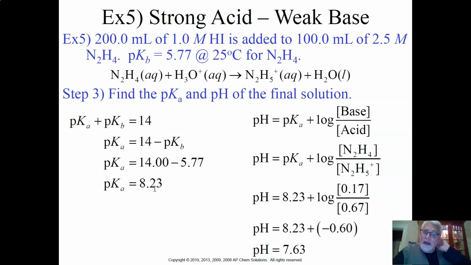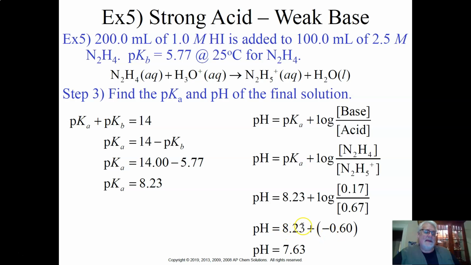And once you know that, then you can use our good friend, the Henderson-Hasselbalch. Now remember, the HA has to go on the bottom, so that's your HA. And then, so this is the weak acid with its conjugate base. Okay? So that's what we have set up. There's your acid with its conjugate base. And so you just plug in the numbers that we just did.